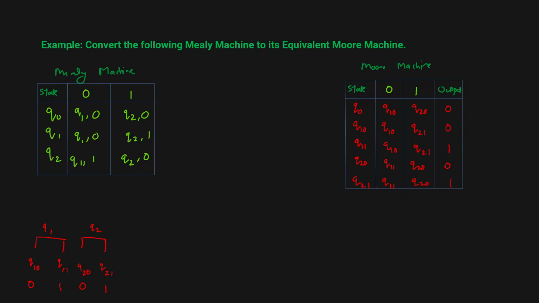So this is how we convert a Mealy machine to its equivalent Moore machine. Very simple, very easy. No need to draw the transition diagram at all. We can just convert directly from table to table by checking for the states that have different outputs. In this example, we have Q1 with output 0 and Q1 with output 1. Similarly, Q2 with output 0 and Q2 with output 1. So we have created these extra states, that is Q10, Q11, Q20, Q21.